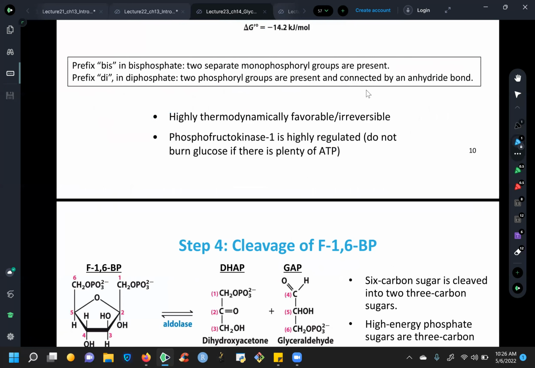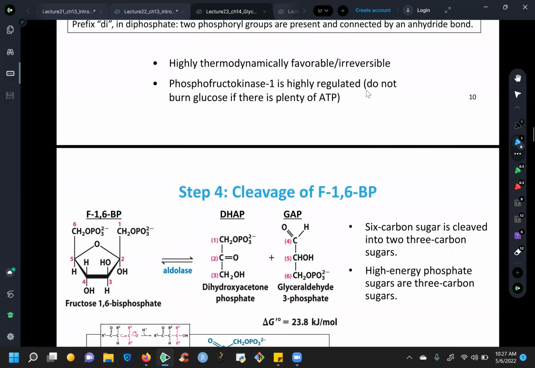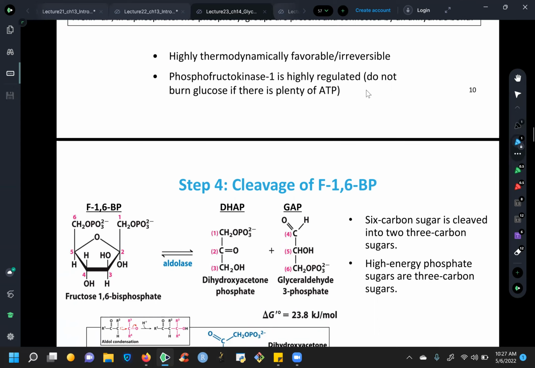Okay, and then they tell you what bis and di is. So bisphosphate is when 2 separate monophosphoryl groups are present, and di is when 2 phosphoryl groups are present and connected by an anhydride bond. So this is highly thermodynamically favorable. Phosphofructokinase 1 is highly regulated. Do not burn glucose if there's plenty of ATP.